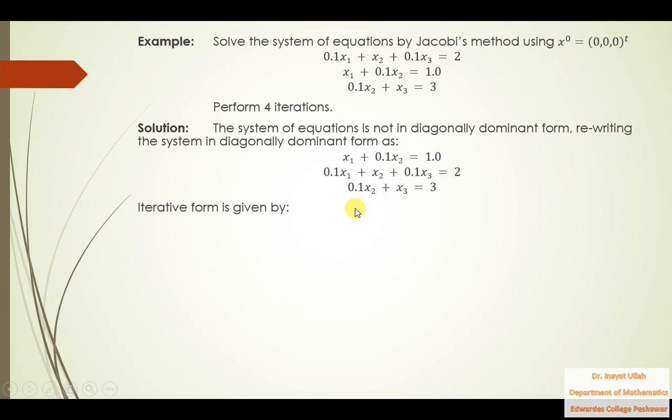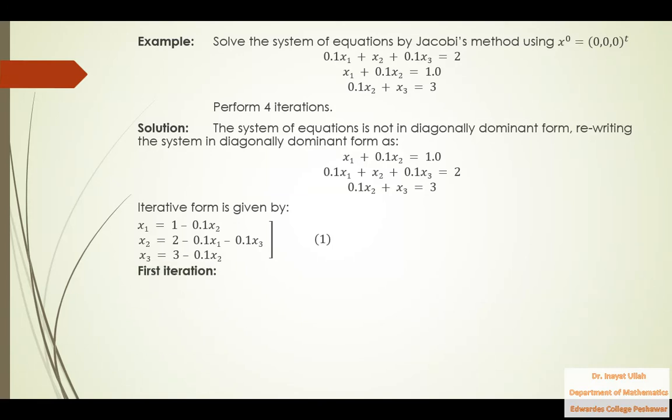Now we will write this system in iterative form. What is the iterative form? The iterative form, we need to write this equation, we need to leave this diagonal on the left hand side and convert all those elements towards the right hand side. So you see, we have converted 0.1 x2 towards that side, we have converted these two towards that side, and we have converted this 0.1 x2 towards that side. So this is the iterative form of the given system.